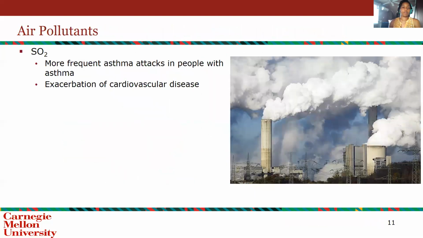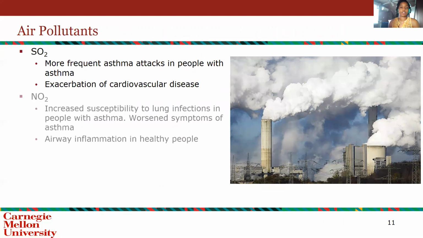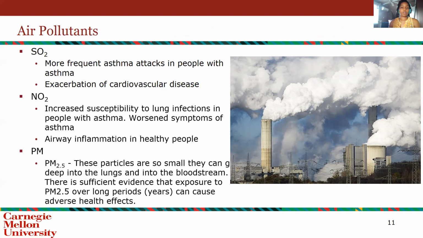The first one is SOx emissions, because these are linked to more frequent asthma attacks and exacerbation of cardiovascular disease. We are also going to consider NOx emissions due to their increased susceptibility to lung infections in people with asthma, as well as worsened symptoms and airway inflammation in healthy people. And we are also going to be looking at particulate matter. So particulates that are so small they can get deep into the lungs and into the bloodstream. And there's sufficient evidence that exposure to PM 2.5 over long periods can cause adverse health effects.